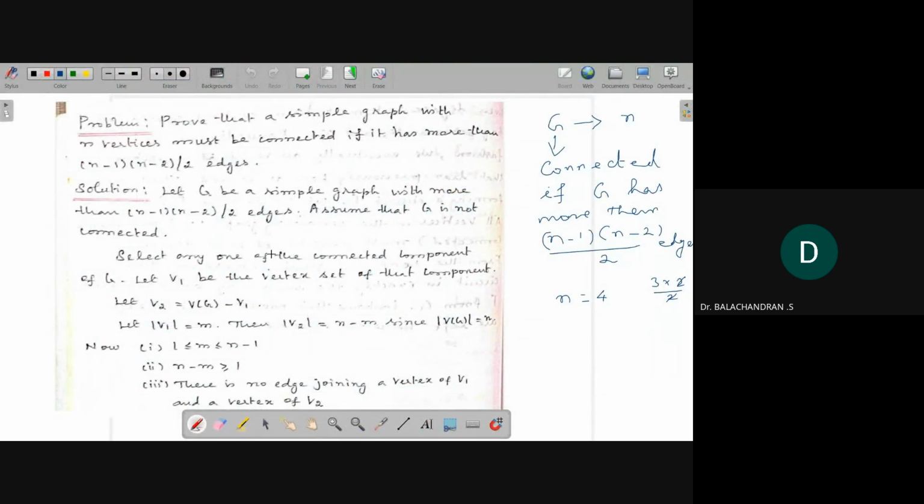Okay, so good evening. Today we will discuss this problem: prove that a simple graph with n vertices must be connected if it has more than (n minus 1)(n minus 2)/2 edges.